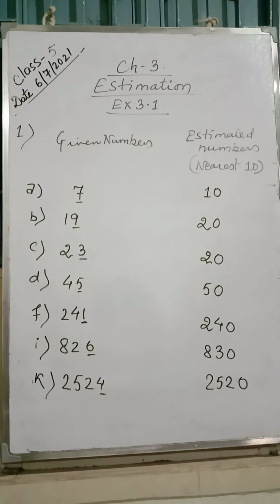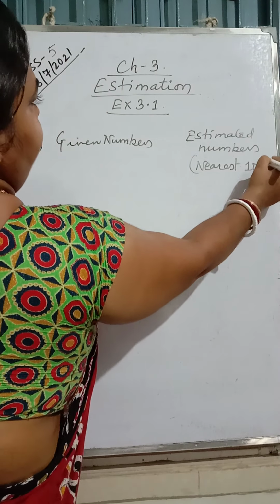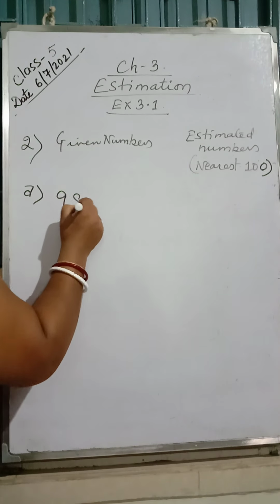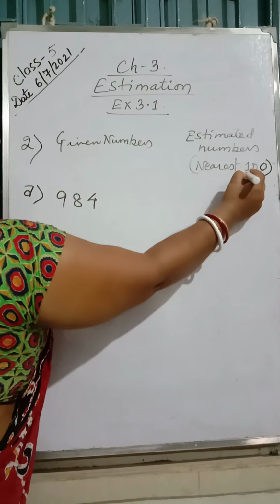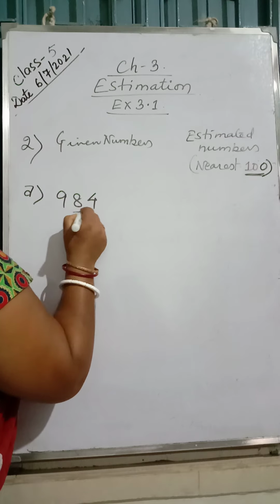Now in question number 2, we have to round off the numbers. We have to estimate the numbers nearest 100. So let us begin question number 2. Here also we have to write given numbers, estimated numbers nearest 100. See, number 1 is given, 984. Now we have to round it nearest 100. Which digit should we see? We should see the digit at tens place.